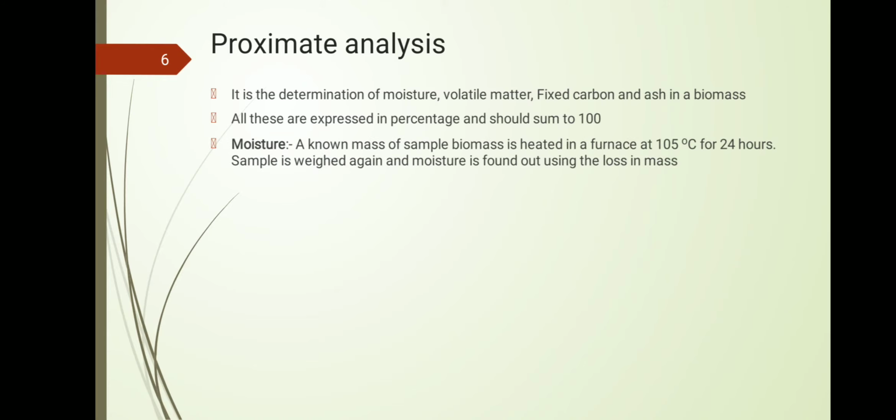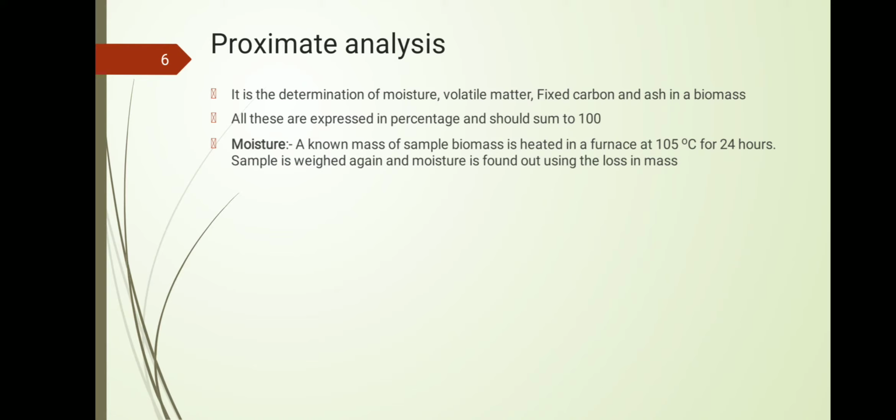So how is the moisture determined? It is very easy. We have to take a known mass of biomass and heat it in a furnace or a hot air oven at 105 degrees Celsius for 24 hours. Then again the sample is weighed and we will see some mass is reduced. That loss in mass we will take as moisture. So that is a simple procedure for determining moisture.